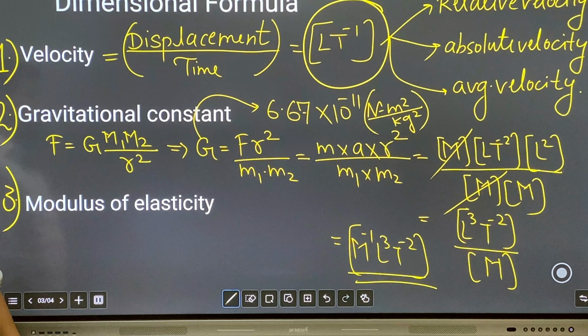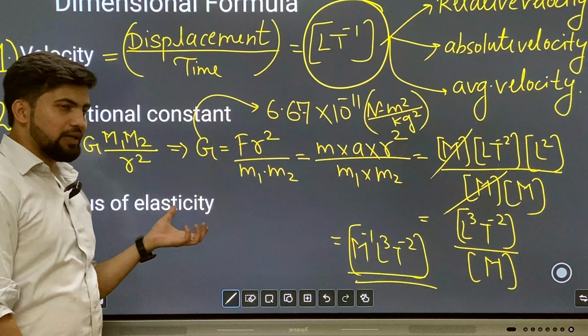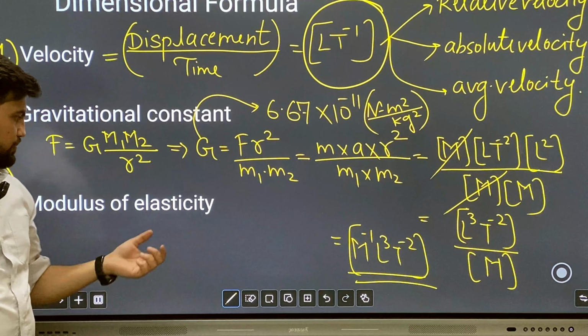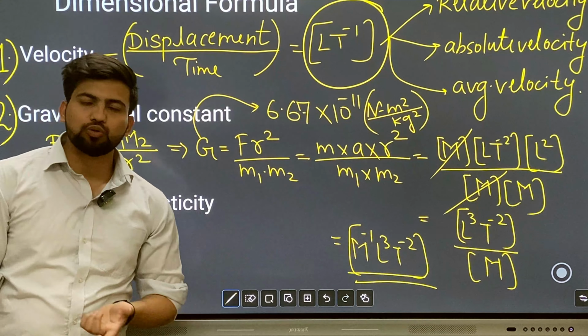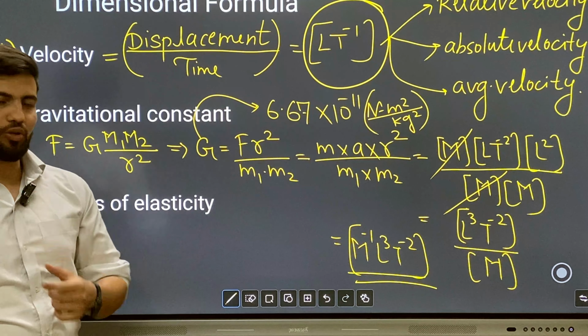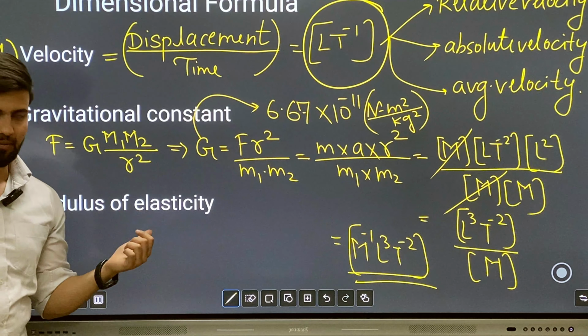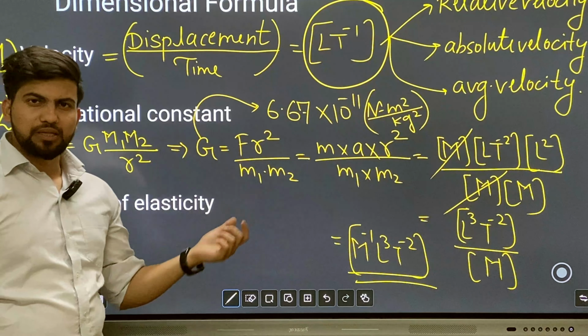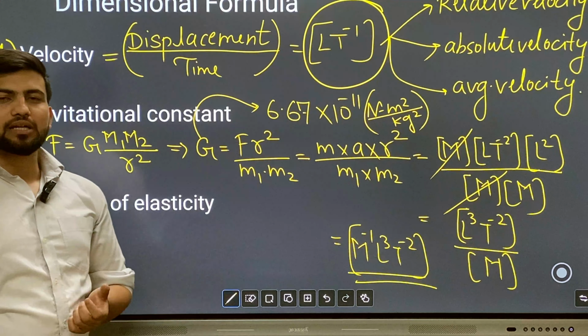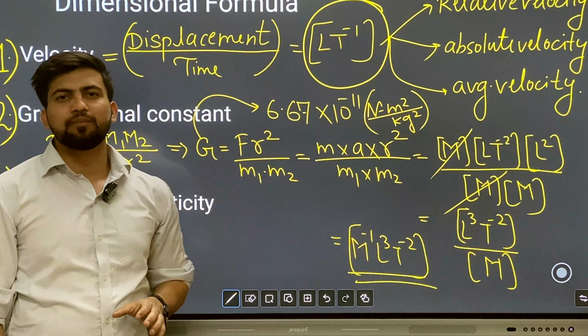The third one is modulus of elasticity. As you go further in your physics, there is one very important topic related to the mechanical properties of matter. In this topic, you will talk about elasticity. So there is one term, modulus of elasticity, and Hooke's law. So elasticity stands for the ratio of stress to strain.